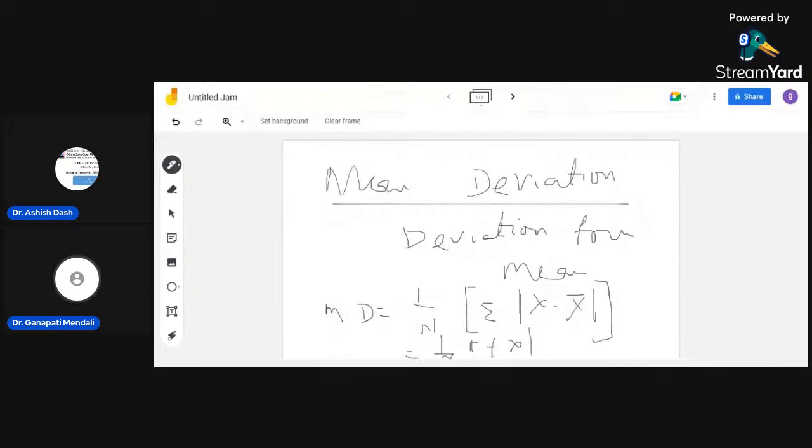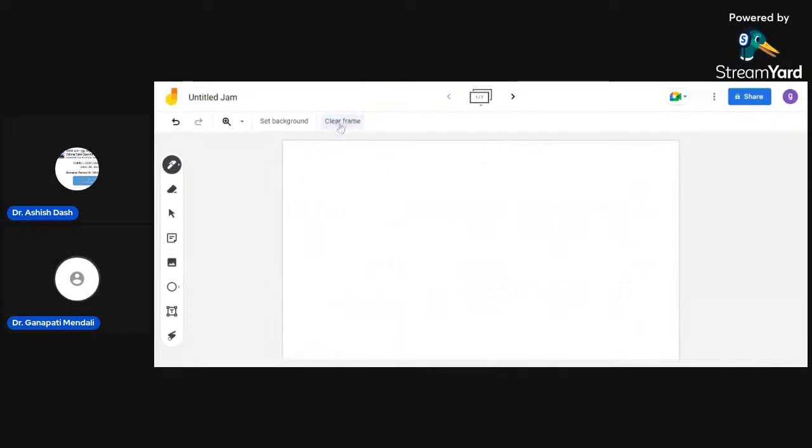Now it is the standard deviation. Next is the standard deviation. You try solving that problem. If you have any doubt, you can type in the chat box, then I'll try to solve your query. Next is the standard deviation.